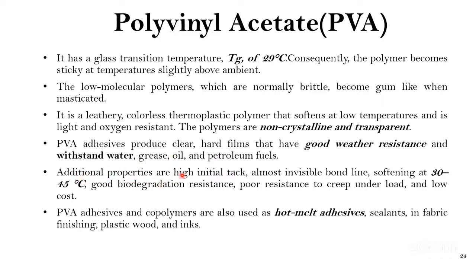Additional properties are high initial tack. Initial means they are very sticky in nature initially. Almost invisible bond line means, as I told you, as they are more amorphous in nature, they are quite transparent. When you put PVA adhesive on a particular application, it is very difficult to find it. For that we provide different kinds of adhesive because they are quite transparent in nature.